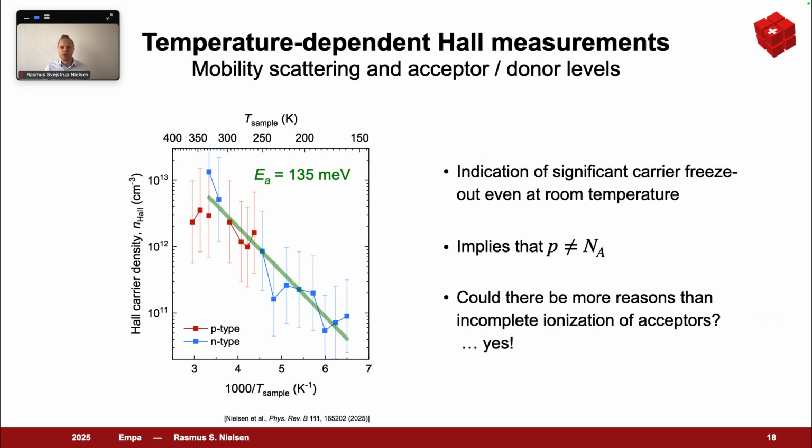Furthermore, if we then try to cool our sample down again in our Hall setup, we see that the dark carrier density drops 2 orders of magnitude. This implies that we have significant carrier freeze-out even at room temperature. So the carrier density from the Hall measurements do not seem to reflect the true acceptor density.